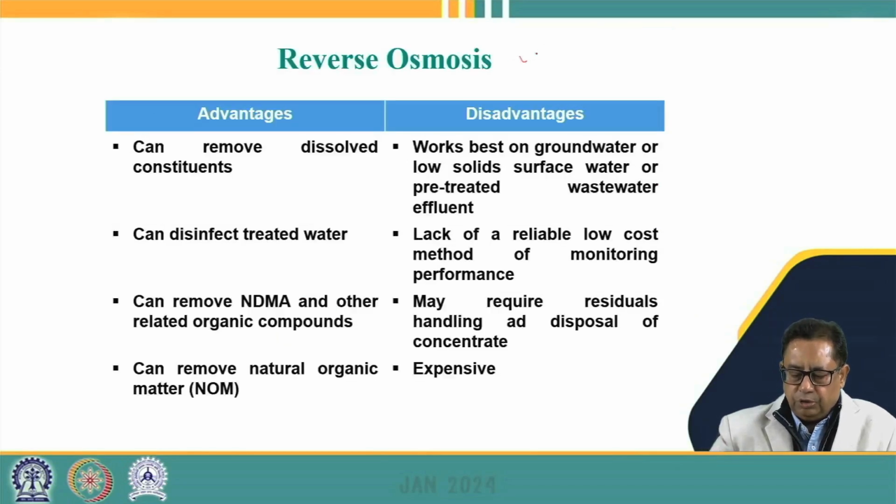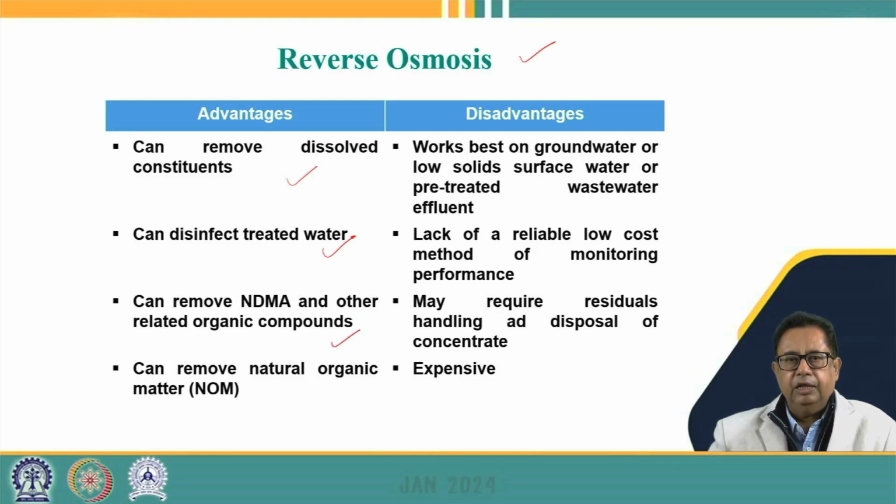For the RO process also, the advantages are, for example, that it can remove the dissolved constituents, and it can disinfect the treated water, as we have also seen in ultrafiltration. It can remove certain targeted compounds like NDMA and other related organic compounds, so they can also be removed by the reverse osmosis process.